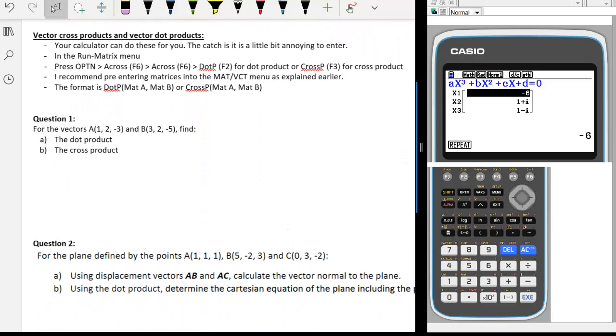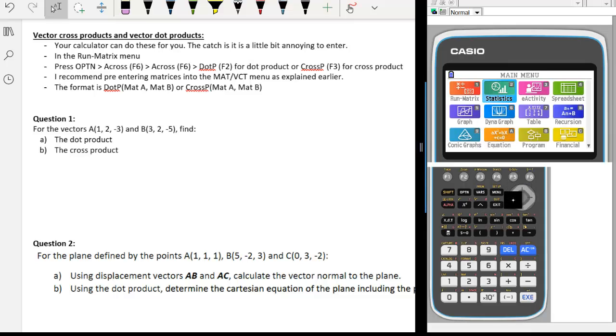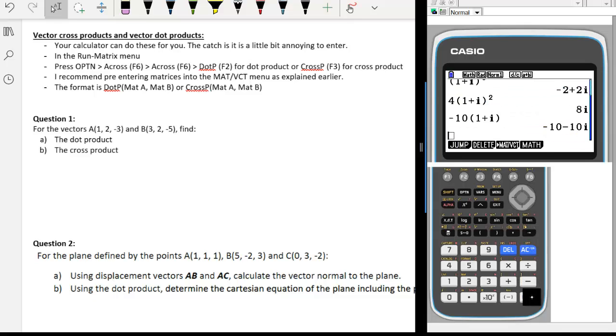Okay, so the final skill is we're looking at vector, cross, and dot products. So we're going to go back to our run matrix menu for this. I'll delete everything again.